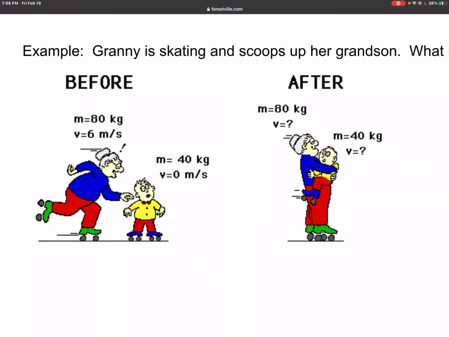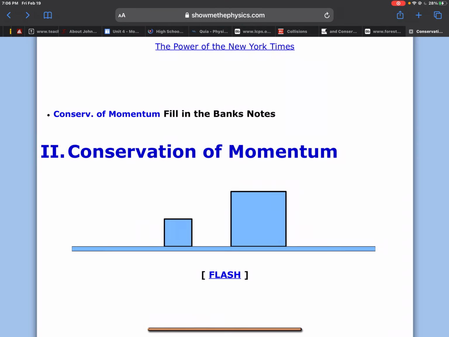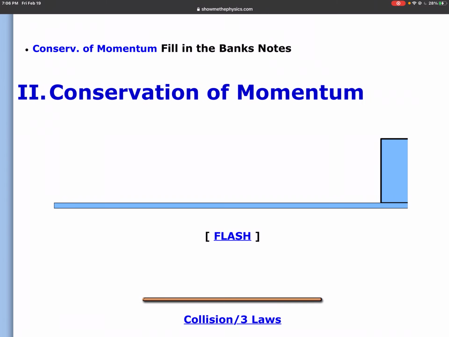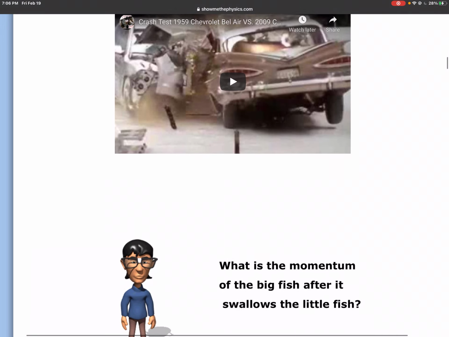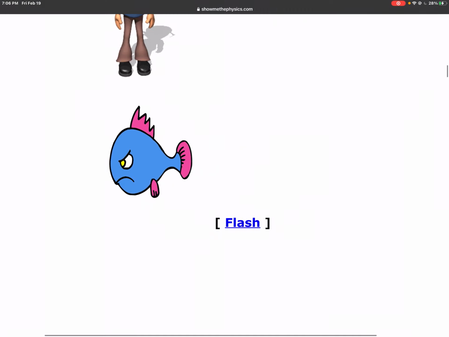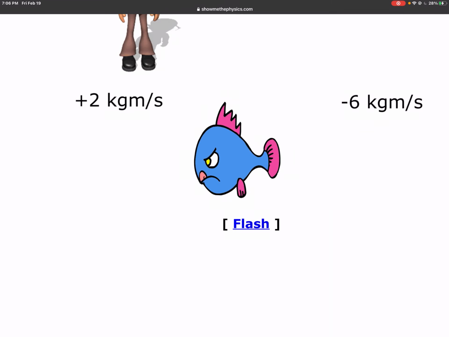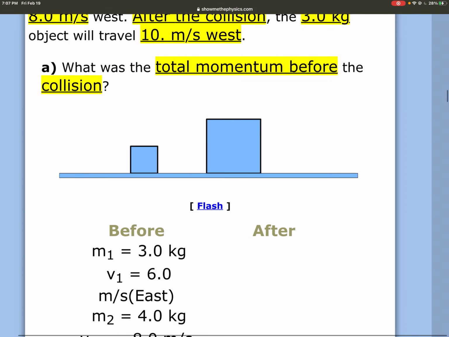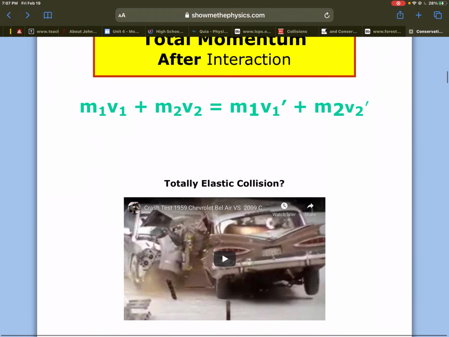This would be an example of an inelastic collision. And then, let's go over this some more. This is an elastic collision right here. This right here would be an inelastic collision. So those are just some examples. Like I said, try to do a good job on these. I'm going to be a little bit strict in grading these.